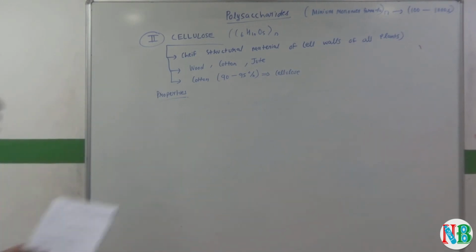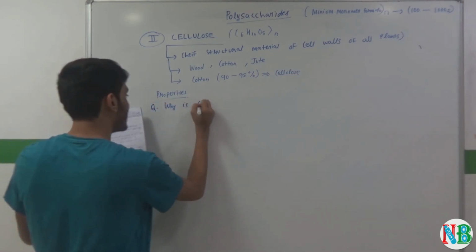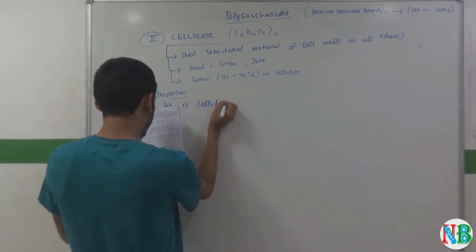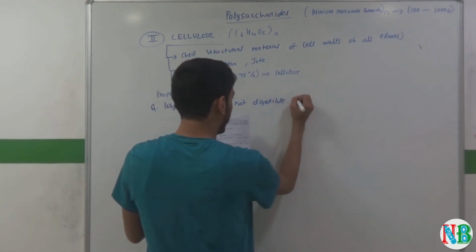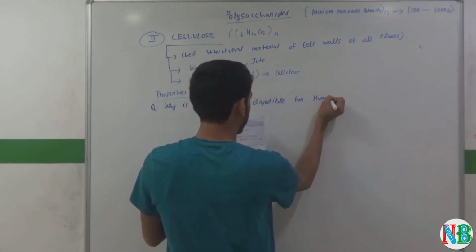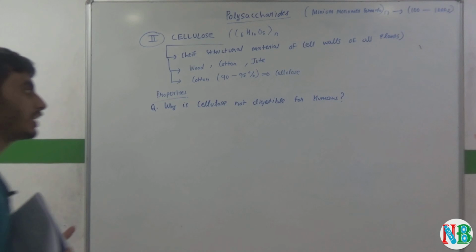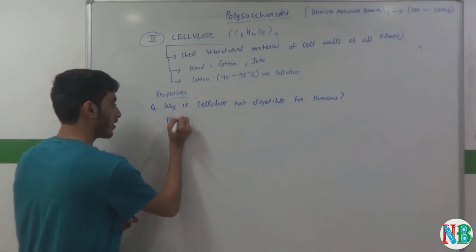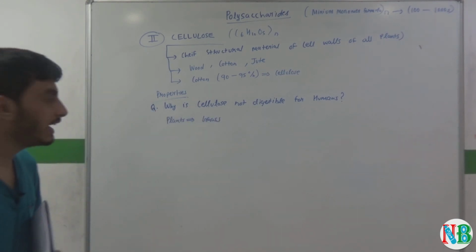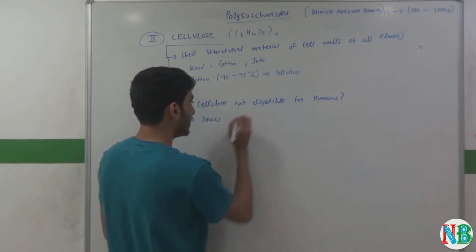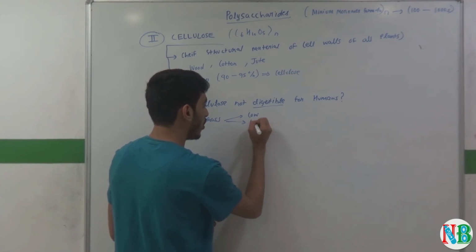Simple. Okay, now I will ask you something. Why is cellulose not digestible for humans? You see, if you take plants or grass, grass contains a huge amount of cellulose. We are not able to completely digest grass, whereas cow, sheep, goat, all of them are.